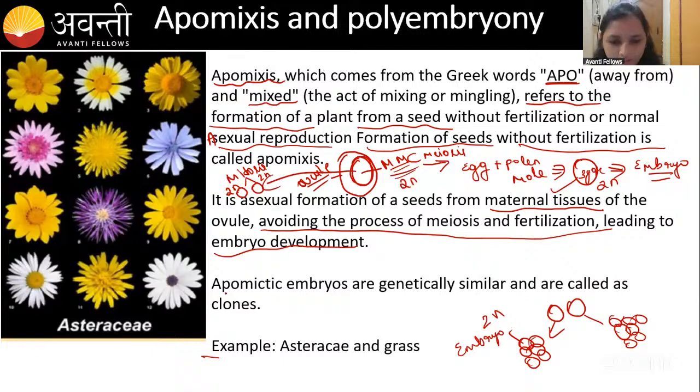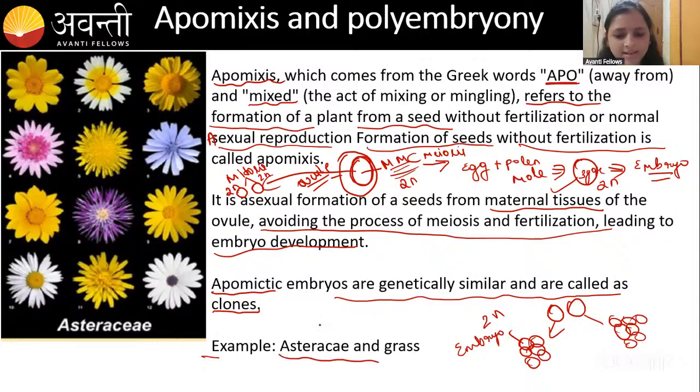So here, apomictic embryos are genetically similar. That's why they are called clones. Remember that. We can see apomixis in Asteraceae and in the grass family. This is very, very important. Do you understand this? Can you give me a thumbs up or your emojis if you understood?